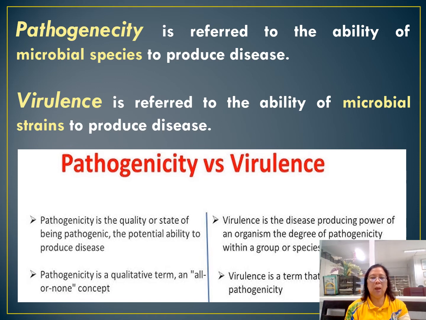Pathogenicity is measured as all or none, or positive or negative. The pathogenicity is zero. The pathogenicity is very strong. The virulence is a term that measures the strength of a certain pathogenic microorganism. Okay.